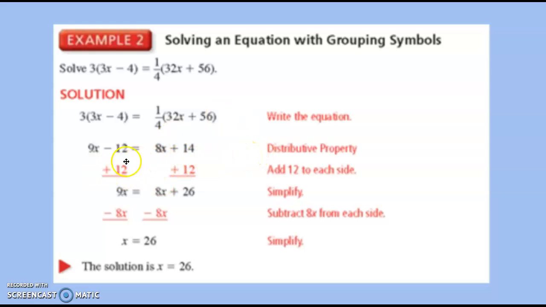Once you do that, you get 9x minus 12 equal to 8x plus 14. Then you add 12 on each side to get 9x equals 8x plus 26. To get the x isolated, we subtract 8x from this side and do it on this side to get 1x, which is the isolated x, and that would be equal to 26 because the 8x is gone. So x equals 26, and they didn't ask us to check, so we don't have to check in this one.